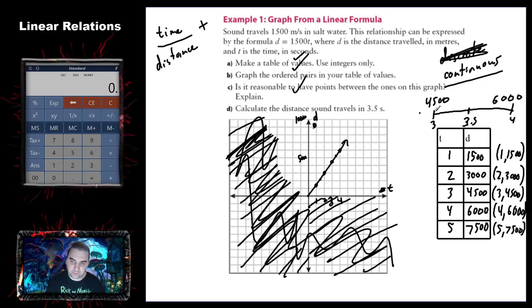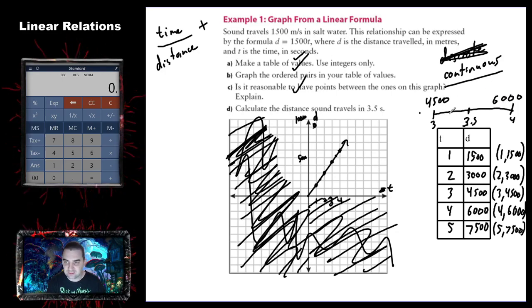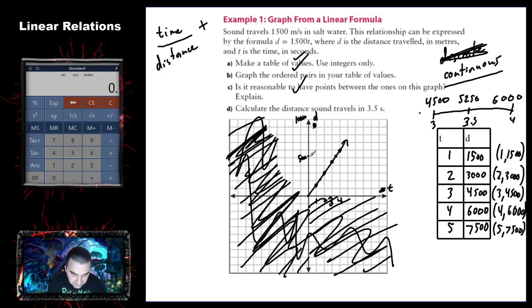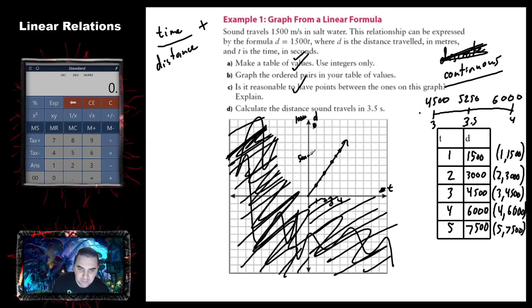So if I know that it jumps from 4,500 to 6,000, that's 1,500 distance, and I'm going half of that, well, I'm going to be adding 750 to this number. So I'm expecting 5,250. And estimating on my graph, I'll see that, right? 5,250. It's hard because I'm scaled in a really terrible way, but it makes sense. 5,250, 5,500 would be about here. So sure, 5,250 meters would be my answer for D.